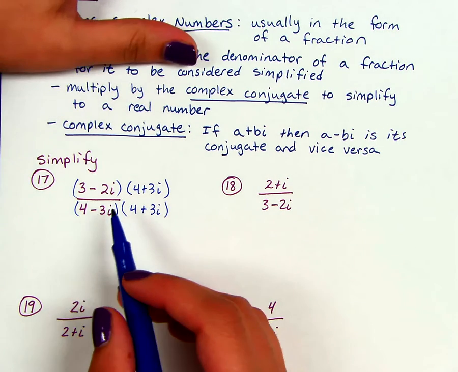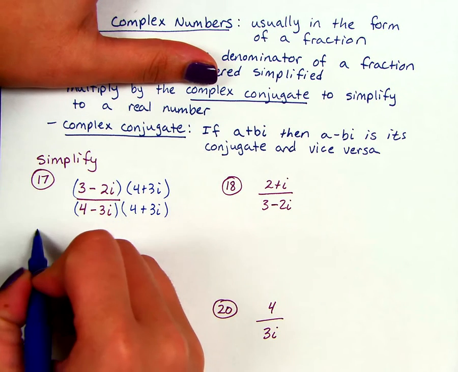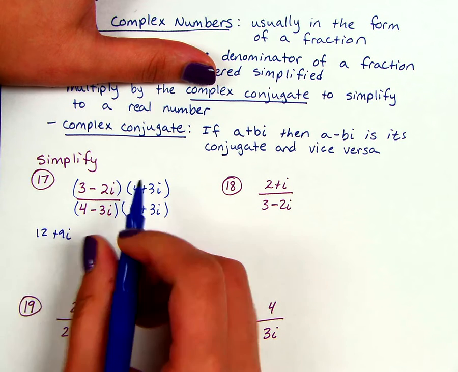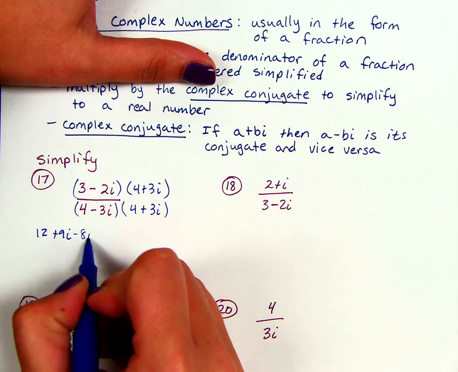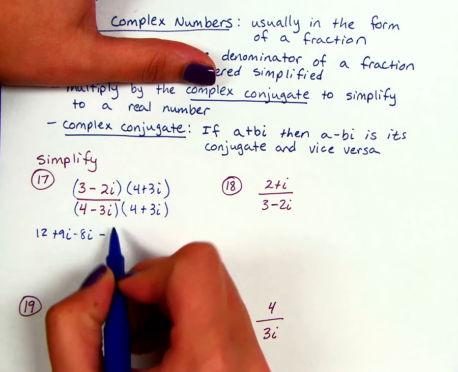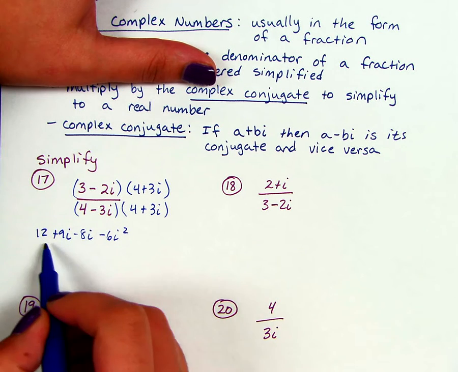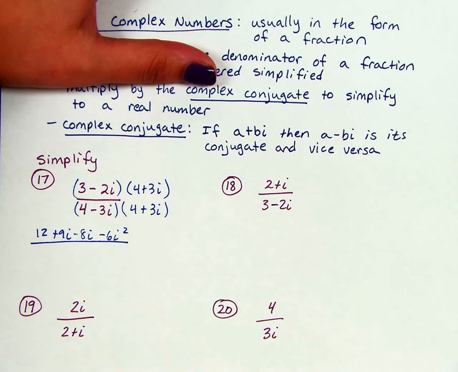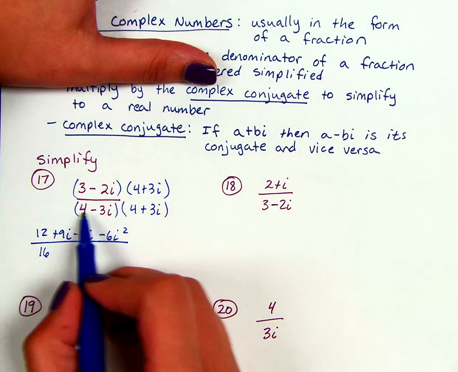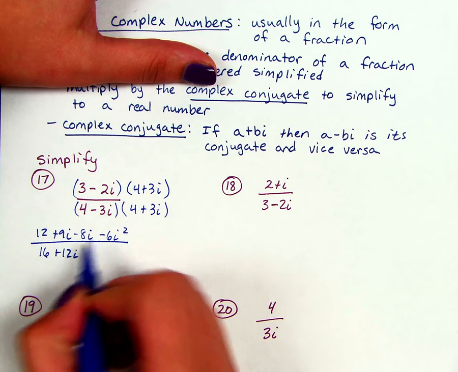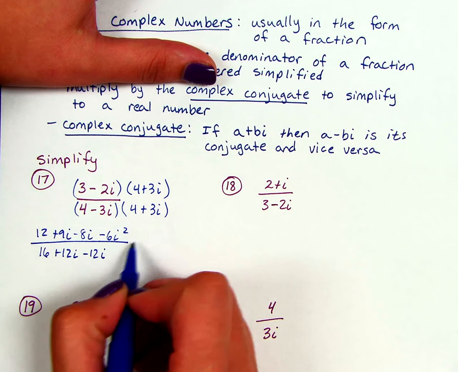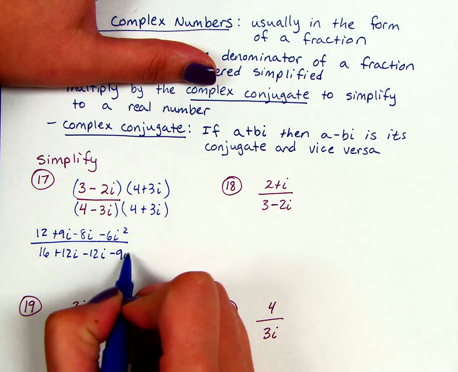So if we start with the numerator, we would take 3 times 4, so that's 12. 3 times 3i is 9i. Negative 2i times 4 is negative 8i. And negative 2i times positive 3i is negative 6i squared. Over, and then we're going to multiply the denominator. So 4 times 4 is 16. 4 times 3i is 12i. Negative 3i times 4 is negative 12i. Negative 3i times positive 3i is negative 9i squared.